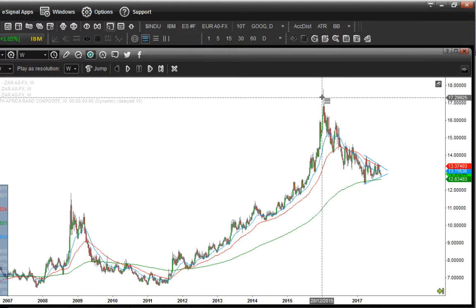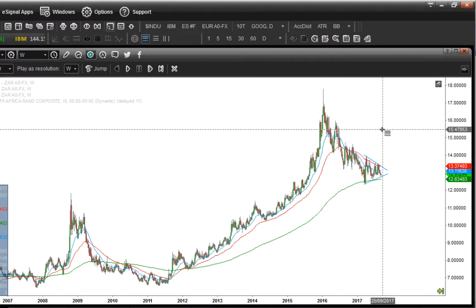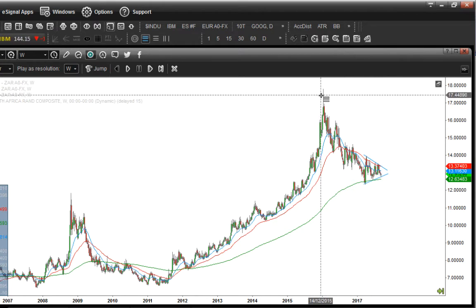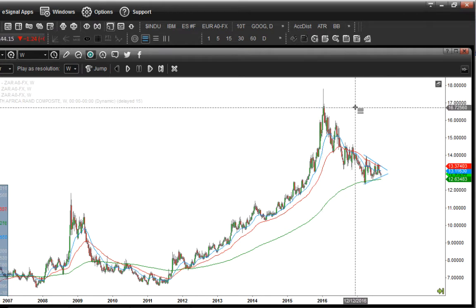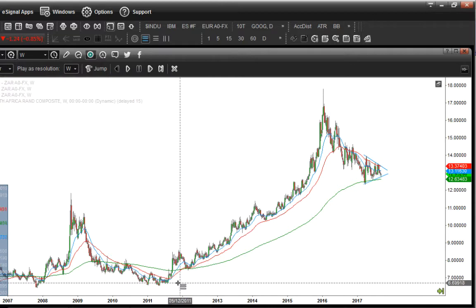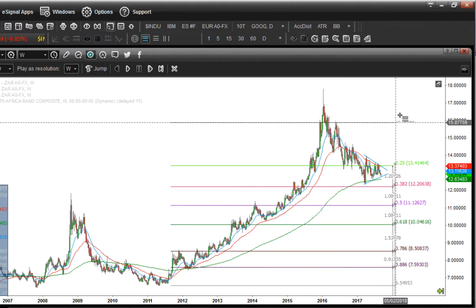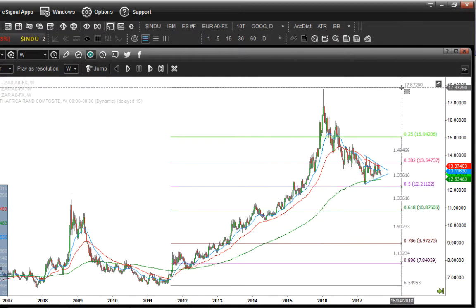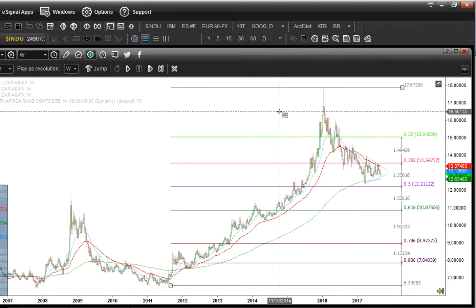Now, as we can see, from 2016 all the way to 2017, we've been in a period of retracement for well over a year. But what was interesting about this retracement was that it actually came down to test more or less the 50% Fibonacci retracement level.